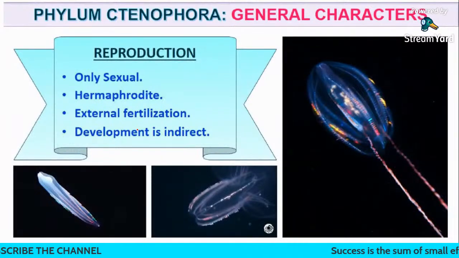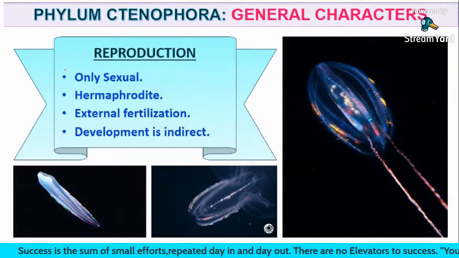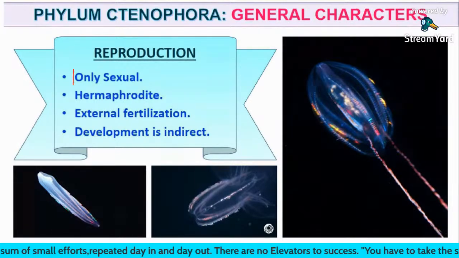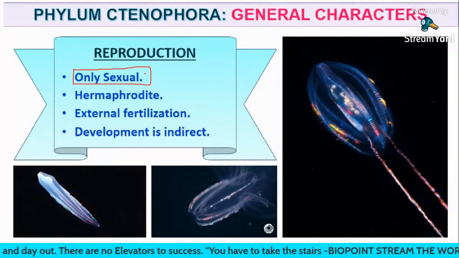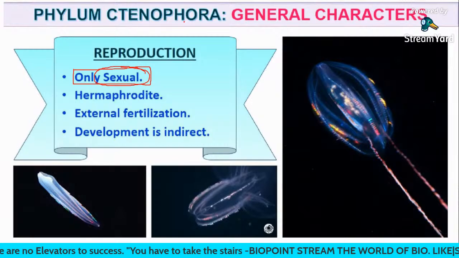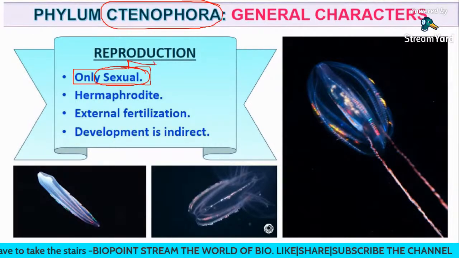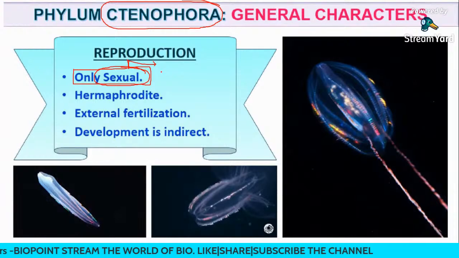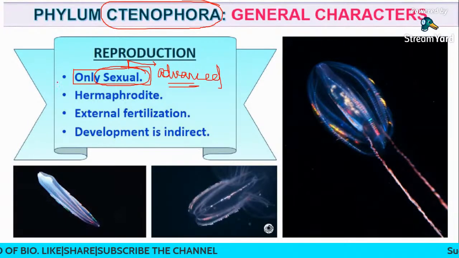Very, very important. Guys, in Porifera, in Coelenterata, in Cnidaria, in all those organisms, we have found both sexual and asexual modes of reproduction. The only acoelomate phylum that performs sexual reproduction is phylum Ctenophora. So in that case, they are advanced. That is an important NEET MCQ, a previous year question.